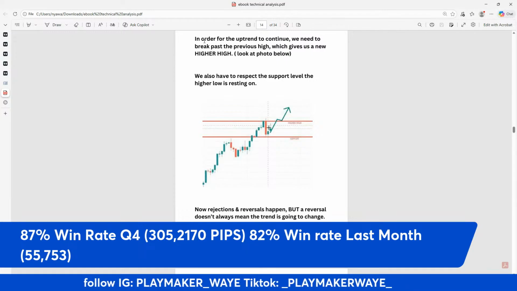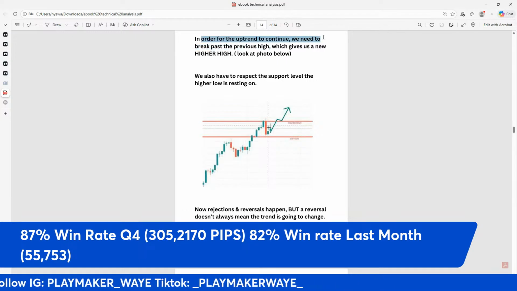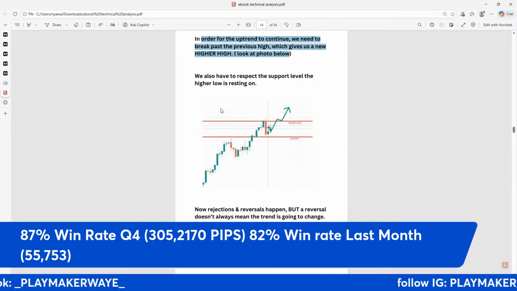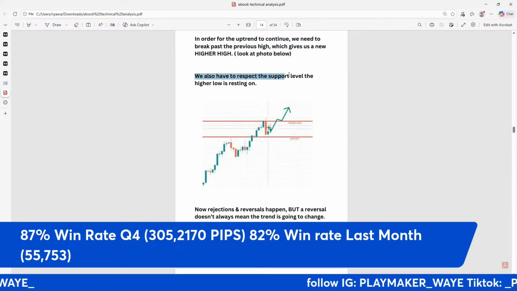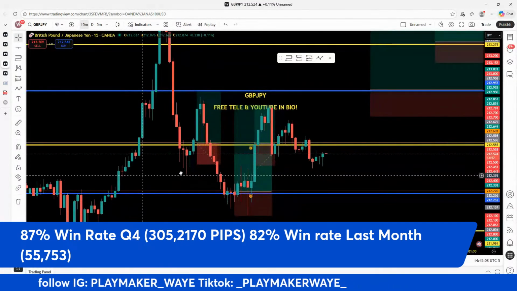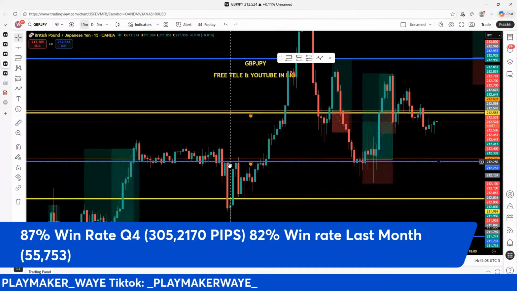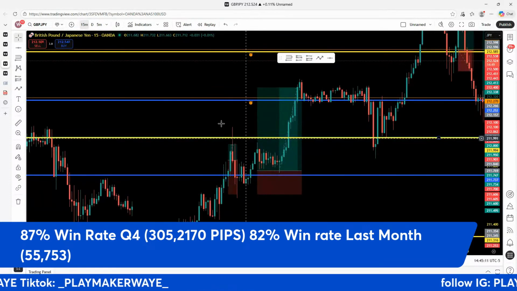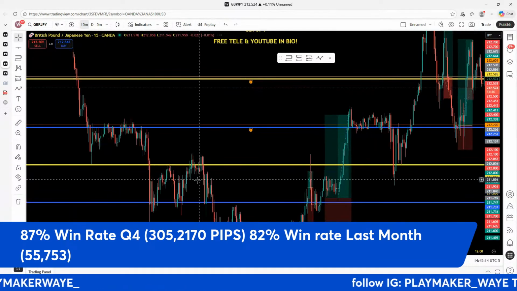But like it says right here, for the uptrend to continue, we need to break past the previous high, which gives us a new higher high. Look at the photo below. We also have to respect the support level the higher low is resting on. So what is needed for price to go up? For price to go up, we need to break resistance levels and/or turn them into support, right?